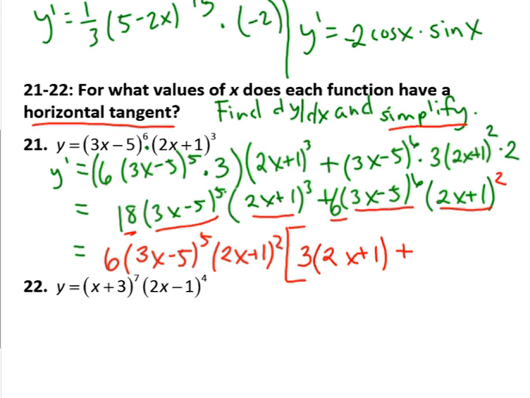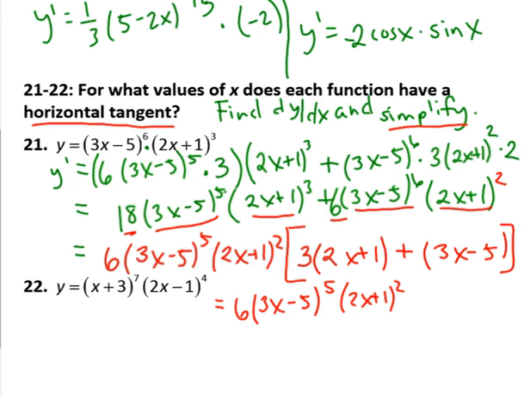Plus a 3x minus 5 factor. Okay, I'm going to do one more step to clean this up, so this all stays the same. And then if you clean this up, this would be 6x plus 3 plus 3x minus 5, so 6 and 3 make 9x, and 3 minus 5 would be negative 2.